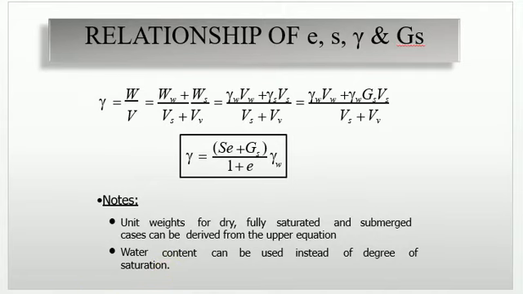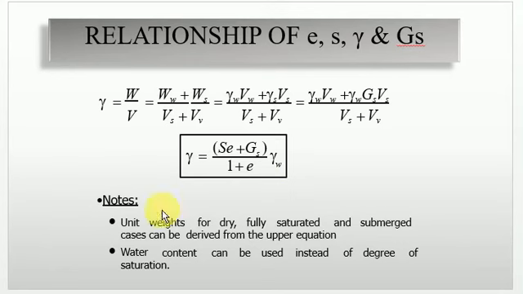So from this basic equation, density is equal to (G plus E Sr) gamma W over 1 plus E. We can solve for the submerged unit weight, the saturated unit weight, the dry unit weight, and the bulk unit weight.